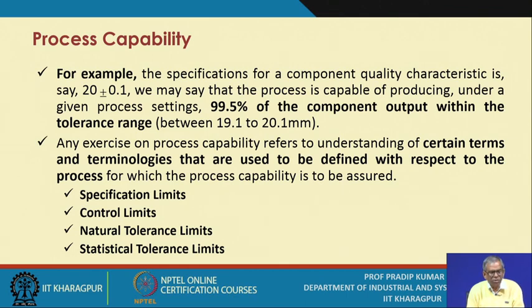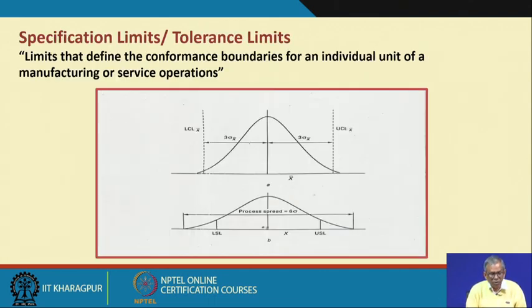Now the first term we use, that is the specification limits. The next term we use, already we have defined, the control limits. The third term we use, that is the natural tolerance limits. And then we also use a term called statistical tolerance limits. Okay, so let me first define what the specification limits are. When you refer to the specification limits, it is a general term which refers to the entire product or the entire system. Now when we say the tolerance limit, actually we refer to the physical quality characteristics, the physical dimensions, right?